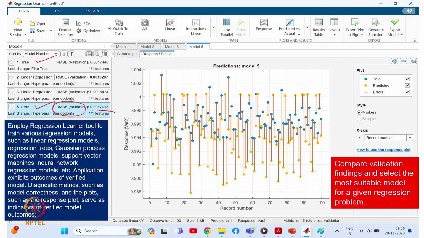So what we see overall, another suggestion is to employ the Regression Learner tool which is available in MATLAB to train various regression models. It can be linear regression, regression tree, Gaussian process regression model, support vector, neural network, and then come up with results. Then you use diagnostic metrics such as model correctness and plots. You try to plot it and verify it also, and when you are comparing results, you select the most suitable model, but with understanding.